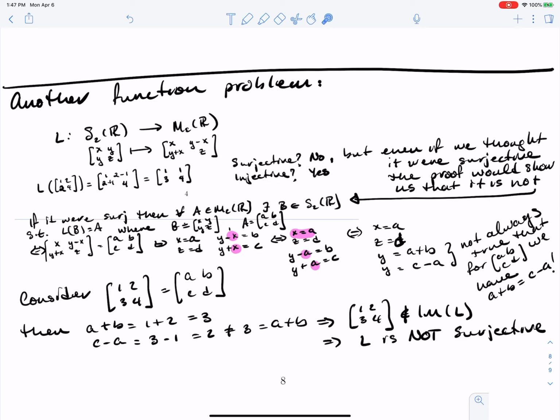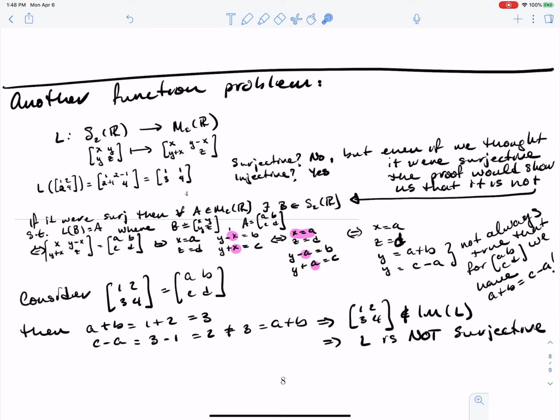Y is equal to a plus b. And also y is equal to c minus a. So y is simultaneously equal to a plus b and c minus a. Now, if I just give you your average matrix A, B, C, D, and I ask you, is it always the case that the sum of the top row, A plus B, is the same as the difference between the elements of the first column? Is it always the case that these two numbers have to add up to the same thing that these two numbers subtract to? That's fairly special.